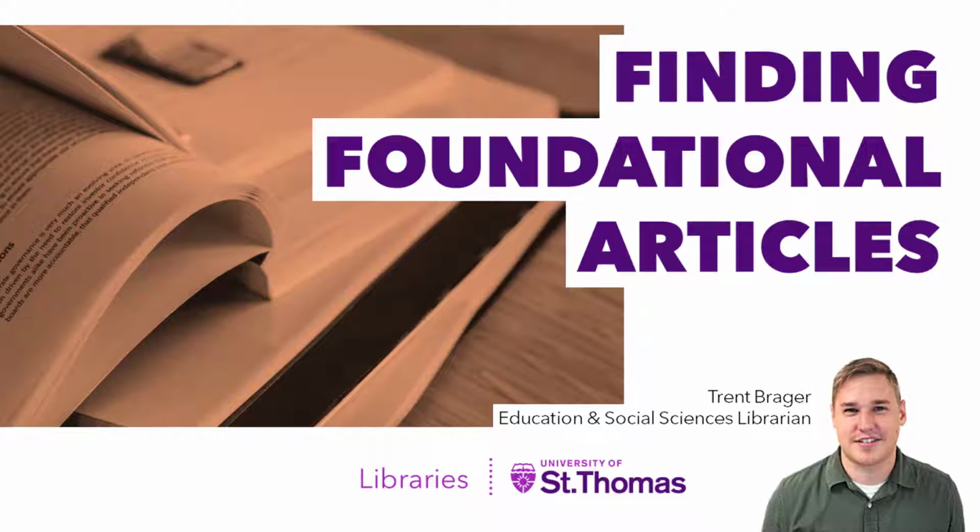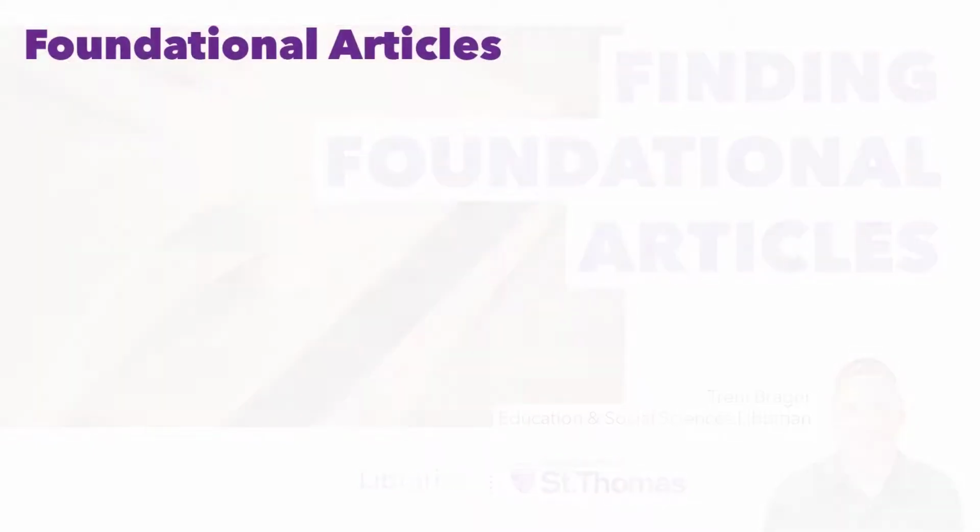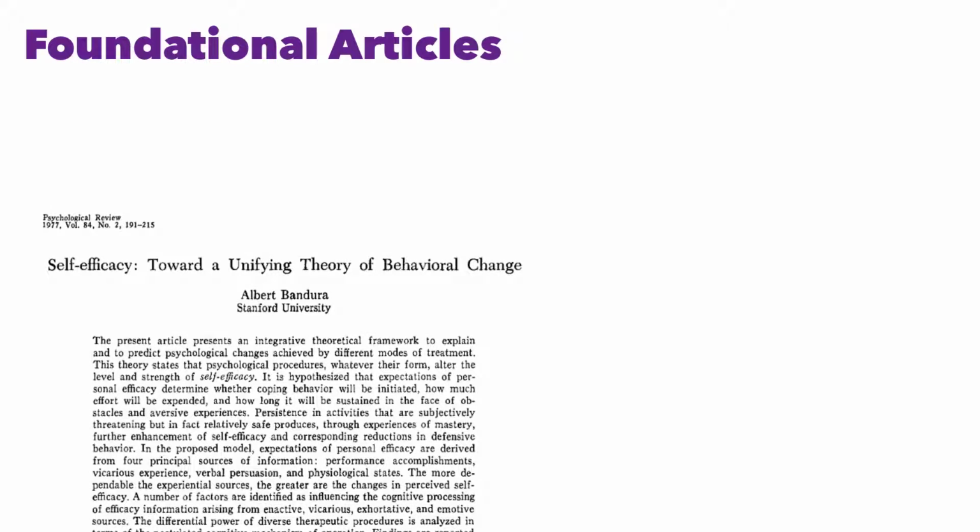For example, if you were researching self-efficacy in children, you'd want to look at Albert Bandura's 1977 article, Self-Efficacy: Toward a Unifying Theory of Behavioral Change. Even though it's not the latest research, it began a theory that is still used in the social sciences today. Finding these foundational articles is not done in the way you're probably used to searching, however.